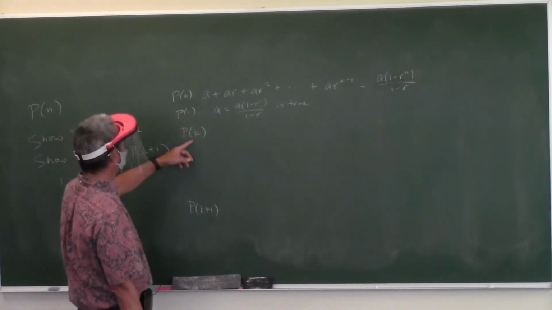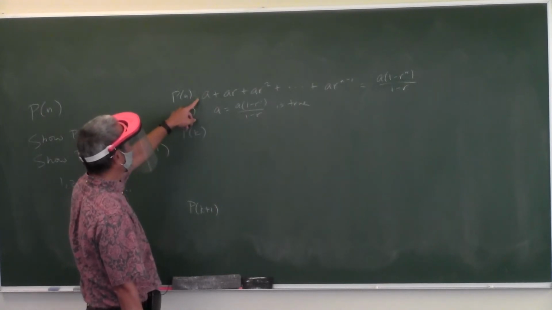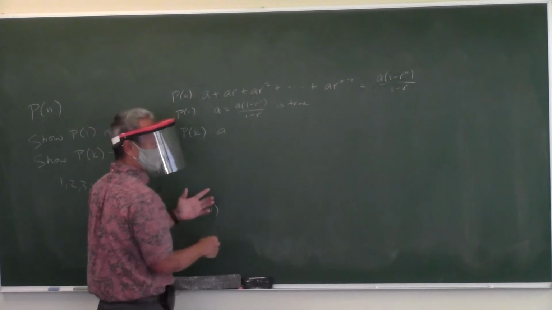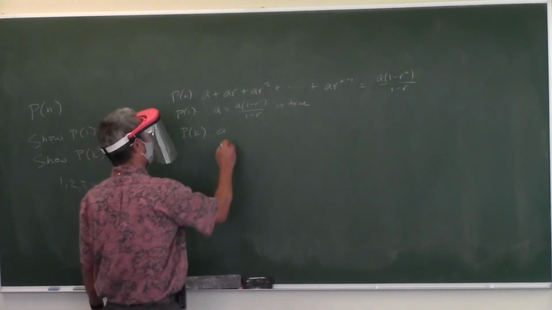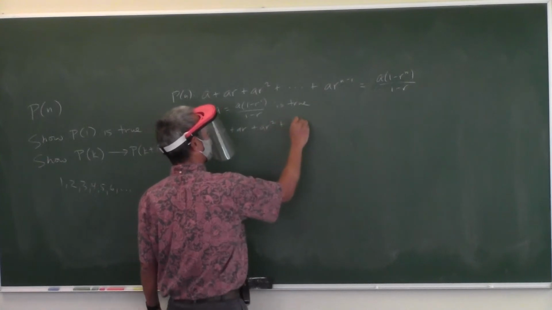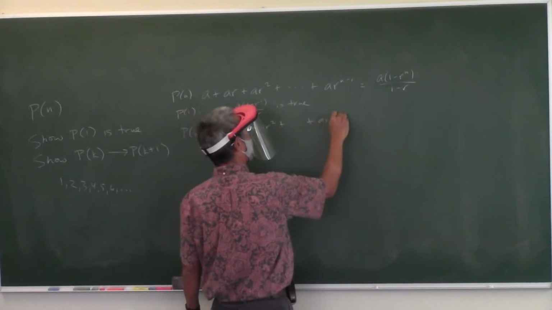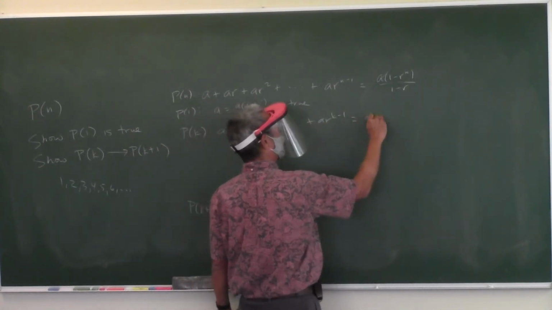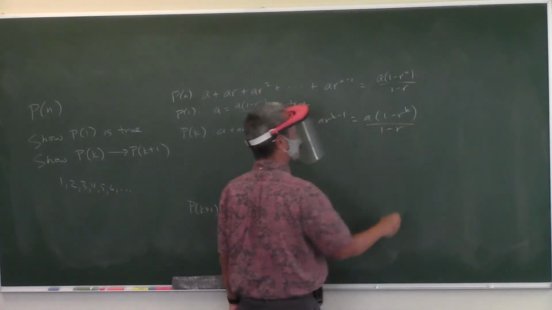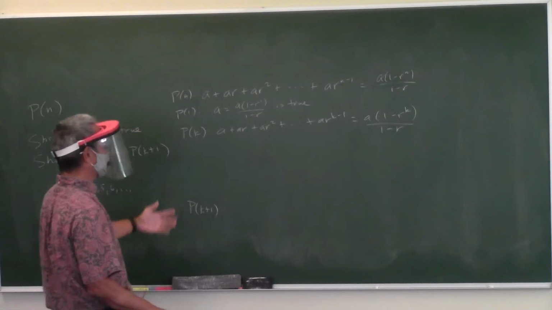So how do you form the statement P of k? Well, if this is P of n, P of k is simply, actually you can just use n if you want. You don't have to use a different letter. A plus AR plus dot dot dot plus AR to the k minus 1 equals A times 1 minus R to the k all over 1 minus R. Basically, you simply plug in k for n.